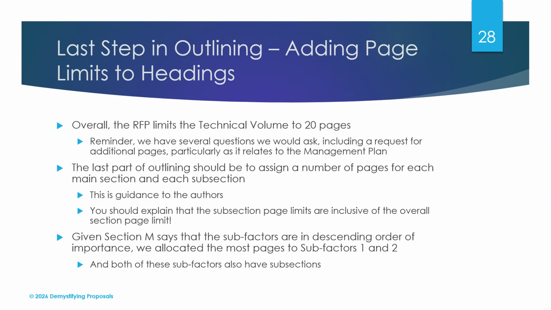But you do want to, for the authors, provide that guidance about how many pages you think each of the sections and subsections should include. And you should explain that the subsection page limits are inclusive of the overall page limit. So if you assign, say, 10 pages to the technical approach, then break down that 10 pages for each of the subsections, but explain that that doesn't mean that you have 10 pages to write an intro and then 2 pages for each of the subsections under it. No, each of those subsections is part of the overall 10 pages.